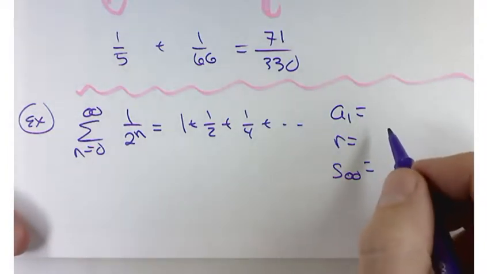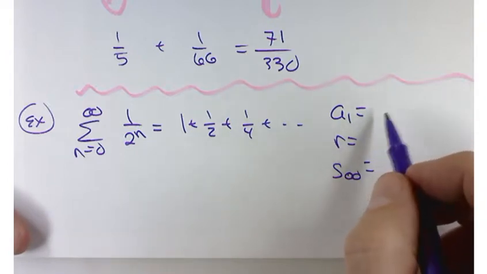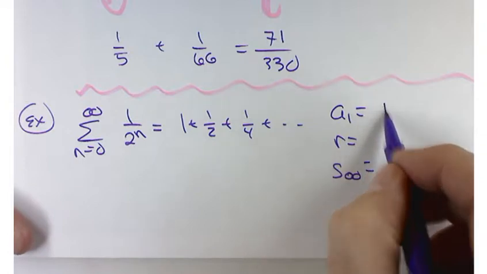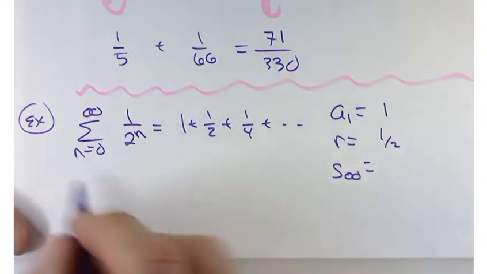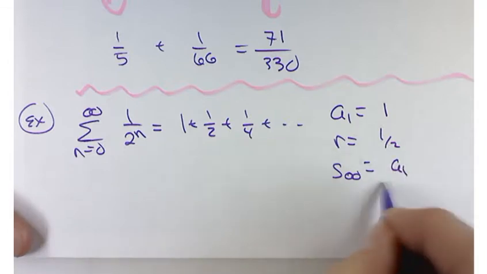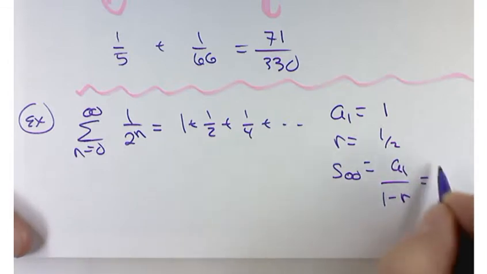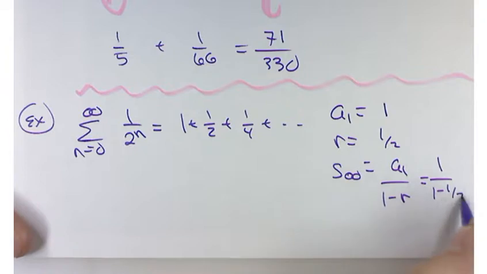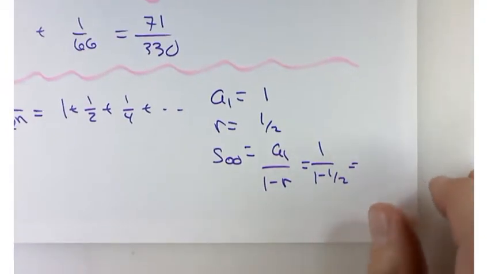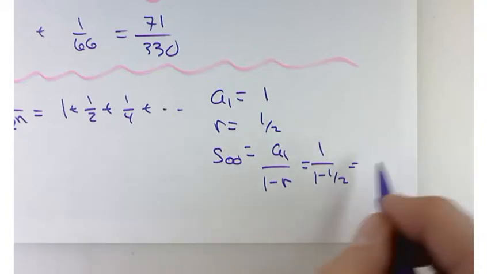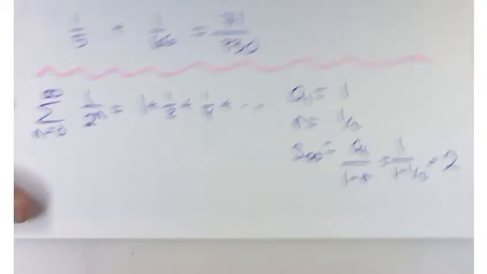So help me fill this in. Trevon, what's a sub 1? What's r? 1 over 2. S sub infinity is going to be a sub 1 over 1 minus r. 1 over 1 minus 1/2. Do we need a calculator for that one? What's that going to give us? 2. Yay. 2.